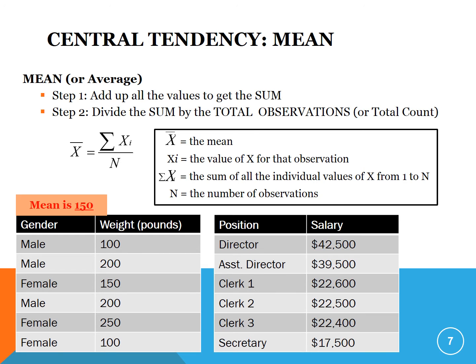Okay, let's do it again. You guys know these 6 people, the director and the clerks and all that, secretary. So what would we do? Again, we would sum up all these numbers. We would divide it by, yet again, the total number of observations, which is 6. And that would be our average, or our mean salary between the 6 people. Okay?